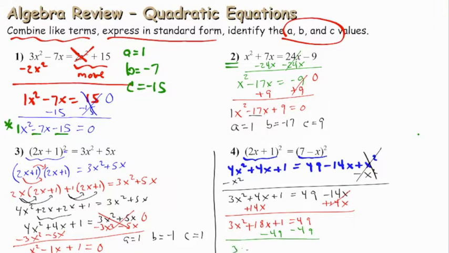So we have 3x squared plus 18x minus 48 equals 0. It is in standard form. We can identify our a, b, and c values. A is 3, b is 18, and c is negative 48.